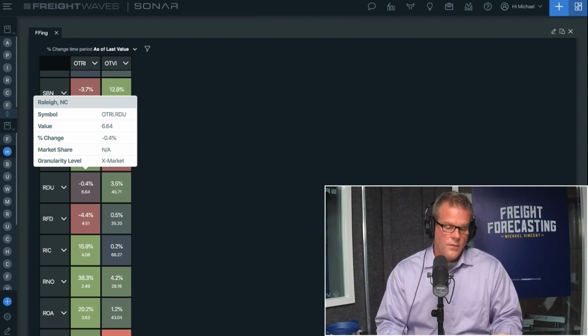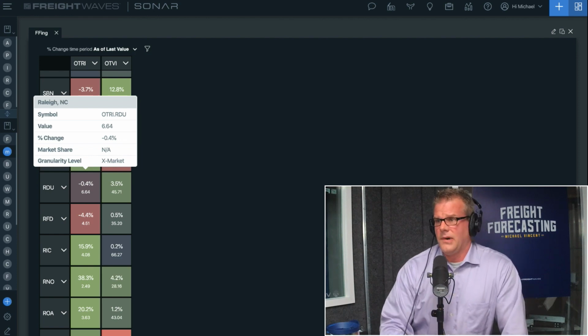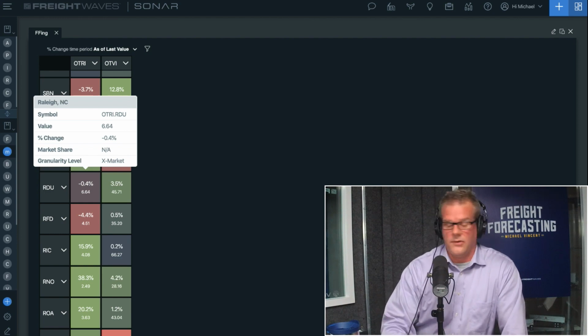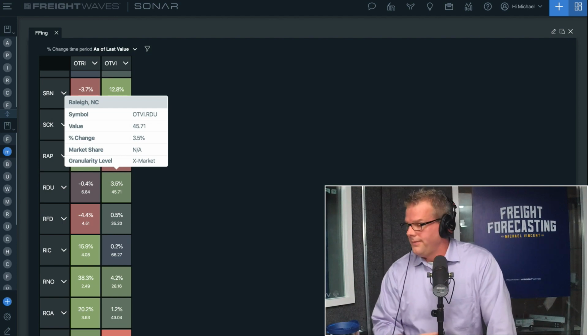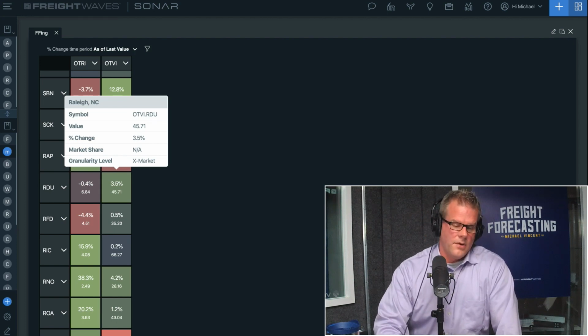So looking at it that way, you see that there's really not much going on in this market. I mean, tender rejections dropped by 0.4%. That's good if you're a shipper. Outbound volumes went up 3.5%. Nothing to write home about and go crazy about if you're a carrier or an intermediary as well. Things are okay in this market right here.